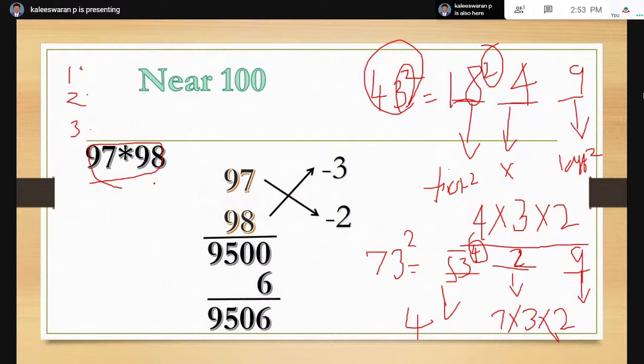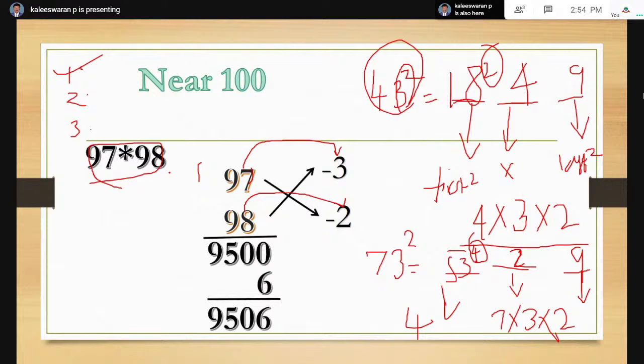What is the first step? 97 is compared to 100. The answer is minus 3. And 98 compared to 100, the answer is minus 2. This is the first step.